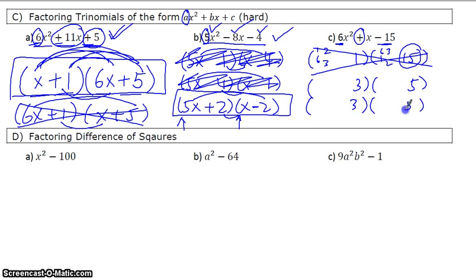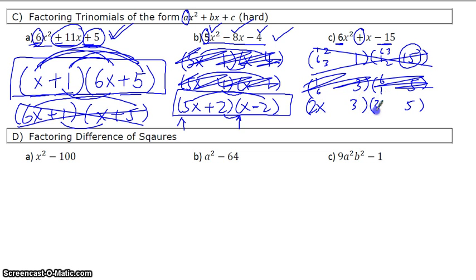All right, so let's try 1, 6. If it's 1, 6 or 6, 1, right? 6, 5 gives me 30. It won't work. 1, 5, 3, 6, 18. So this one also won't work. So it has to be 2, 3.